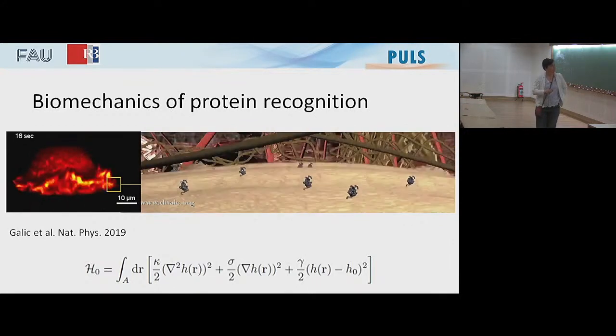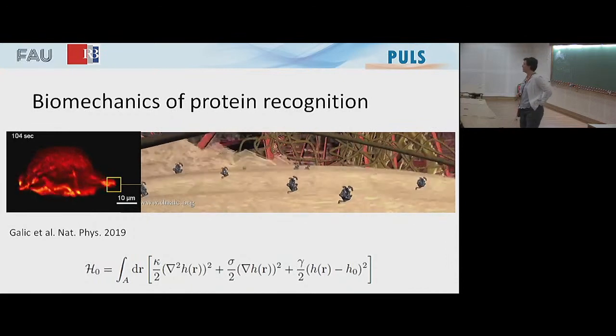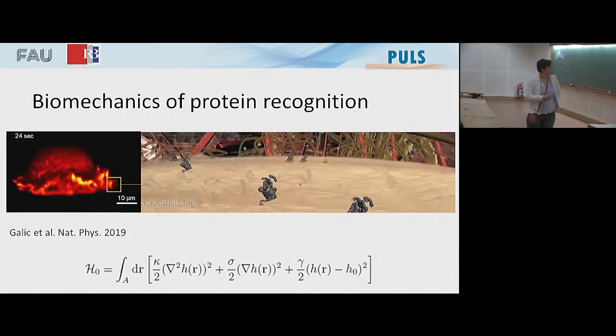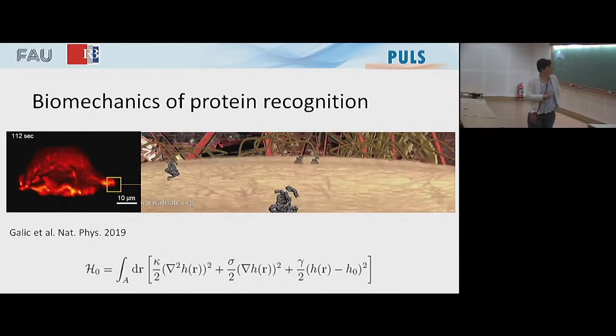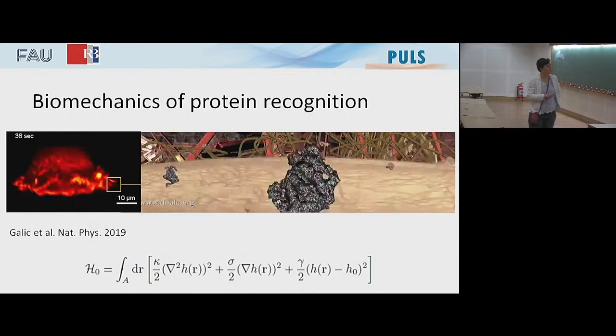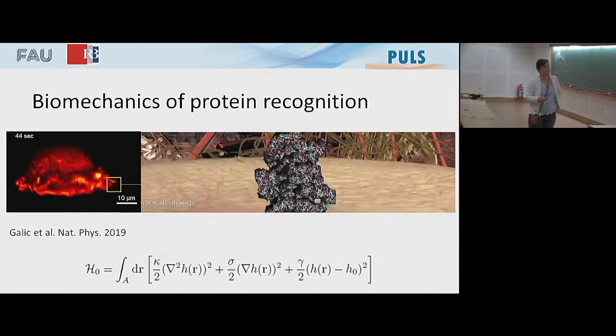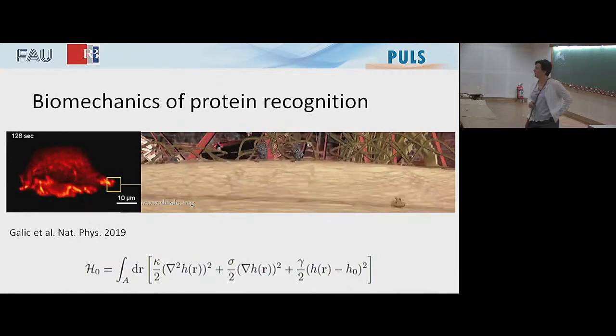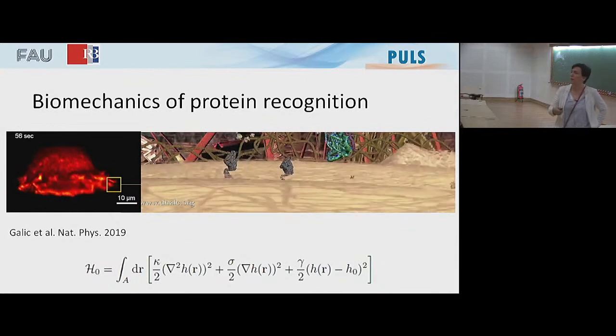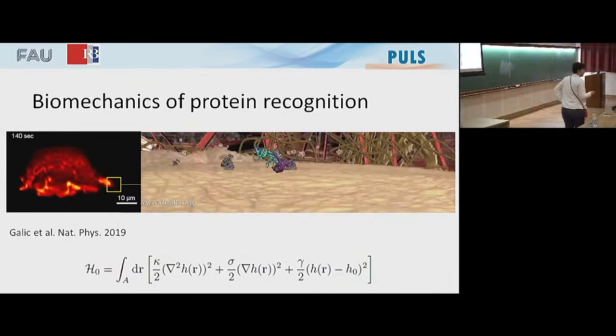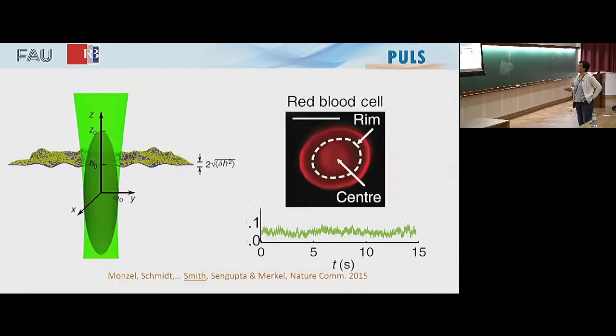A lot of it is here driven by actin polymerization and depolymerization. But the summa summarum over here is that this membrane is really, really strongly fluctuating. And there are these proteins in these membranes which somehow have to survive these fluctuations. All right? And they have to work in this highly fluctuating environment. Now, let's have a look a little bit more quantitatively at these fluctuations.